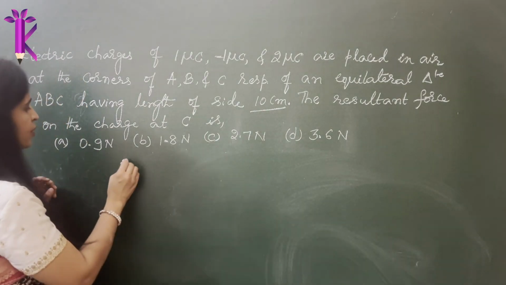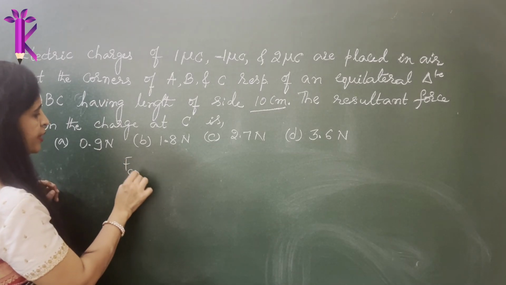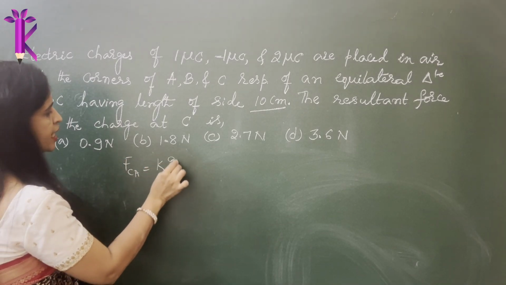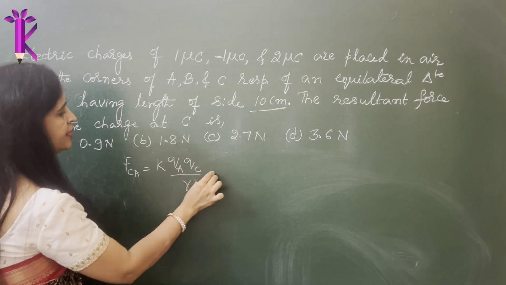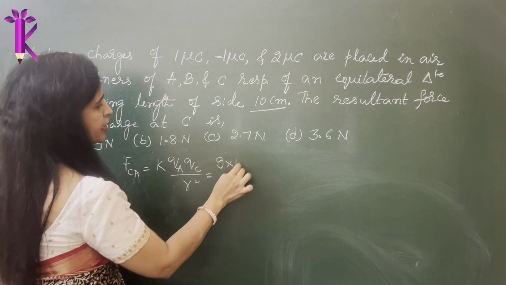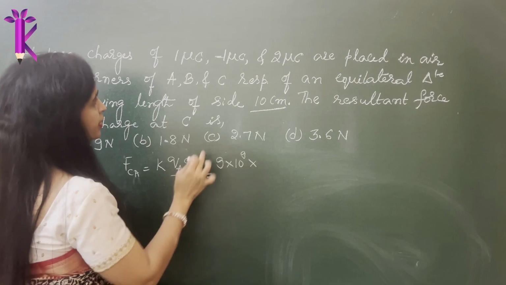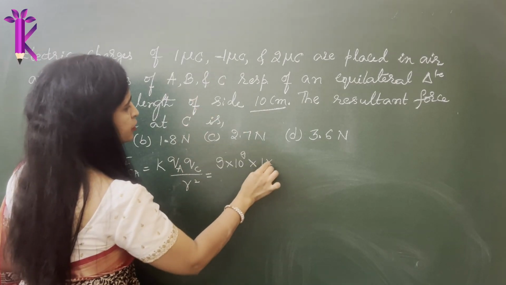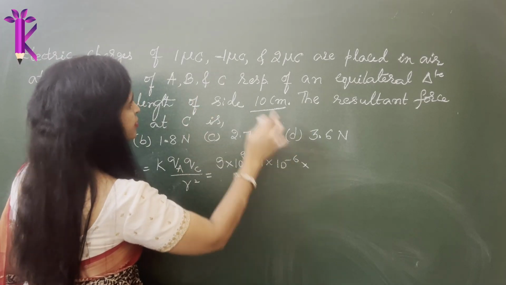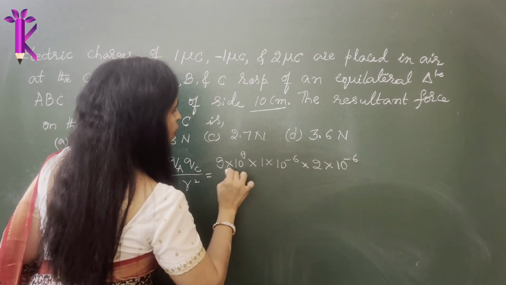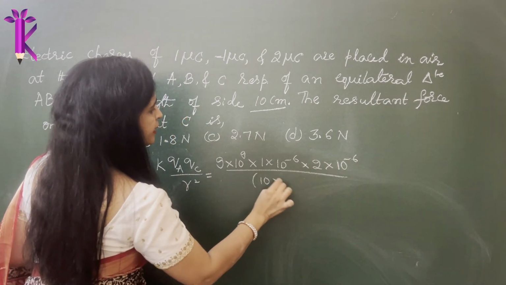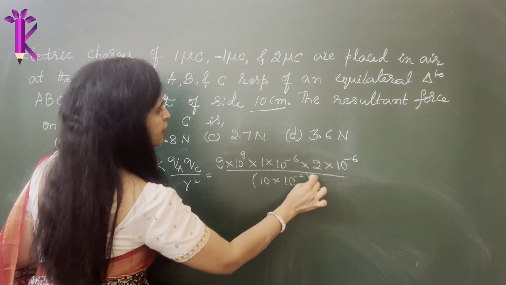Here's the reveal. So let's calculate the force on C due to A. That is K into charge on A into charge on C, whole divided by R square. K is 9 into 10 to the power of 9. Charge on A is 1 microcoulomb, so 1 into 10 to the power of minus 6. Charge on C was 2 microcoulomb, so 2 into 10 to the power of minus 6, whole divided by R square, which was 10 into 10 to the power of minus 2, the whole square.